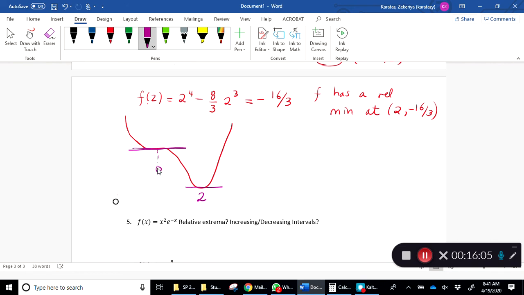And at 0 you don't have a relative extrema. So you need to check the sign every time for these types of problems. You need to check the sign, whether that's a maximum or minimum, by looking at the sign. But this is the only minimum point that you have. So it's of course 2 comma negative 16 over 3.